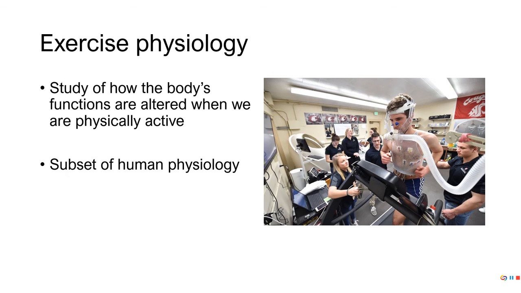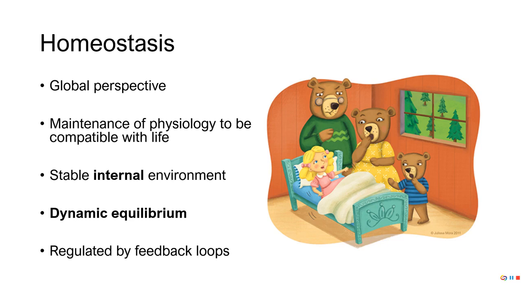Now, when it comes to physiology, what we're always trying to do, and when I say we, I'm just meaning what our body's trying to do, is maintain homeostasis. And remember, homeostasis is this big, overarching, global perspective, like it says here, where we're trying to maintain physiology or a function to be compatible with life. We're trying to maintain a stable internal environment, but in order to do this, we have a dynamic equilibrium. And we regulate this equilibrium, or this homeostasis, with feedback loops.